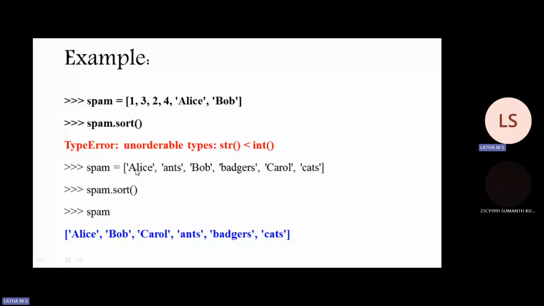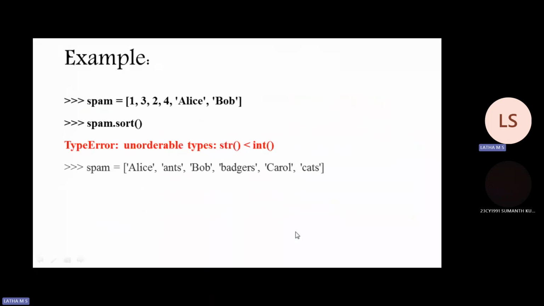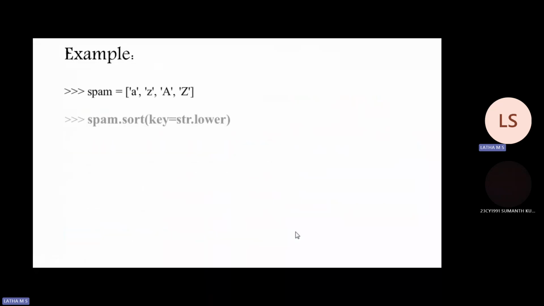Now in the next example, if I say Alice, Ants, Bob, Badgers, Carol and Cats. What is the difference in the items? You find Alice has A capital, Ants has A capital and small. Bob has B capital, Badger small, Carol C capital, small is cats. How to sort? First, all the capital letters will be ordered, then followed by the small letters. That was the condition given here. Uppercase letters come before the lowercase letters. This is the order to be followed. That means uppercase letters will be followed by the lowercase letters.